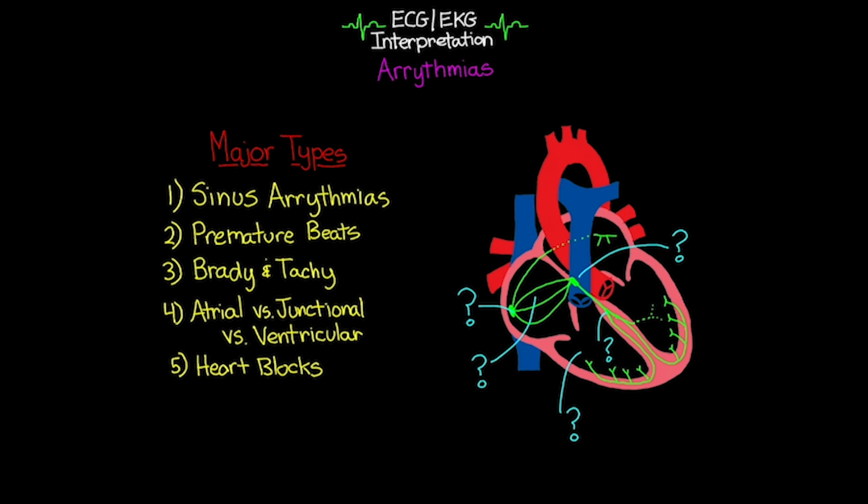And finally, the last type of arrhythmias that you're going to see are what are called our heart blocks. In fact, our next lesson is going to be a dedicated video just to those heart blocks. But I did want to list them out here as they are categorized as one of the major types.